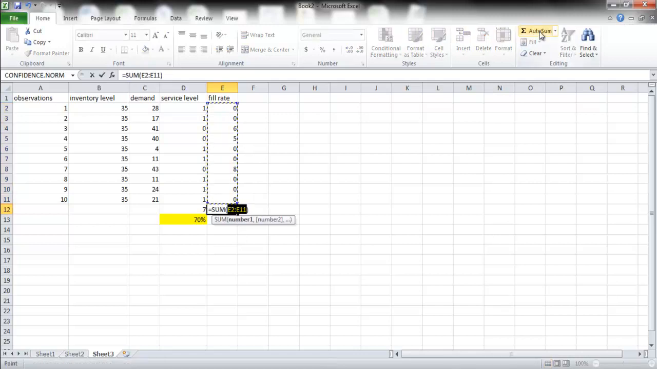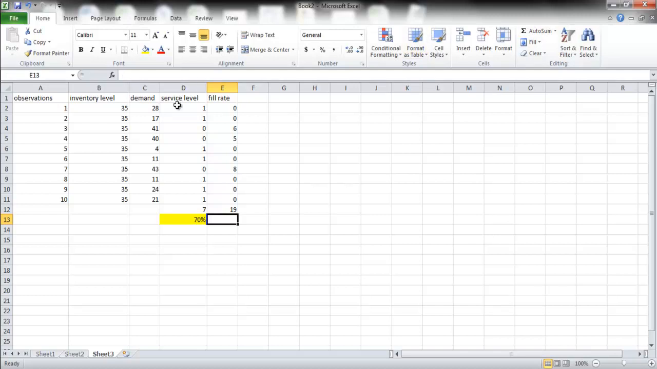You can then add that stock out quantity up, and we see we stocked out of a total of 19 units. Now, we know the total demand was, let's add it up here, 240 units. So therefore, our fill rate is going to be 240 minus 19, because that's what we filled, divided by 240, because that was the demand. And you get a fill rate of 92%. And so you can see very, very different answers.